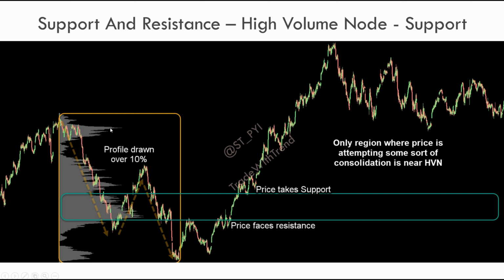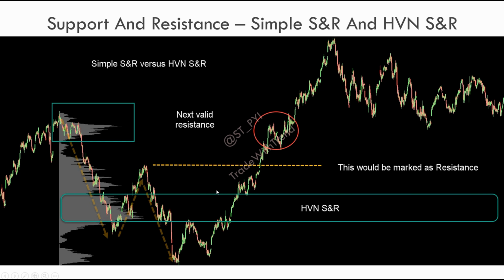Since this is a high volume node, we again see some sort of price retracement and rotation happening, and then price again takes off. This is how price moves from a high volume node to a low volume node, and then again to a high volume node. All these concepts I'll be covering in great detail when I take up the swing trading strategy section.